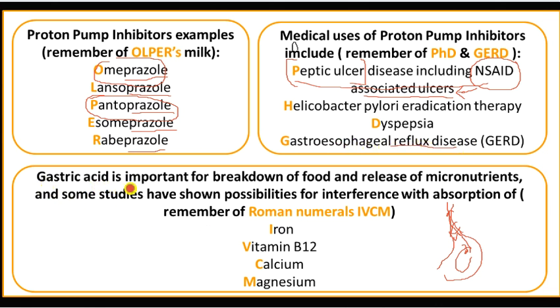Gastric acid is important for breakdown of food and release of micronutrients, and some studies have shown possibilities for interference with the absorption of iron, vitamin B12, calcium, magnesium. Iron, vitamin B12, calcium, magnesium.